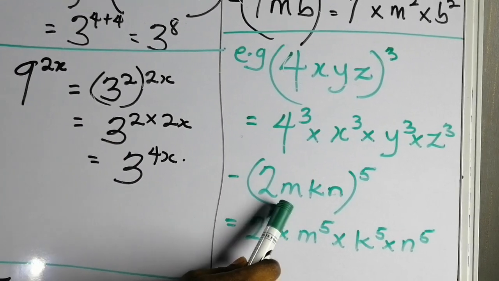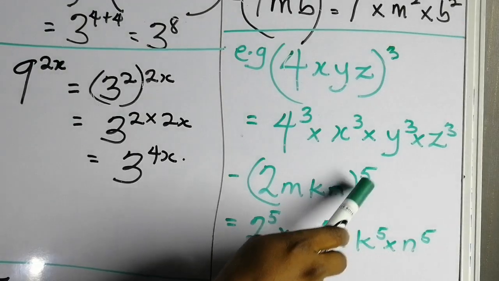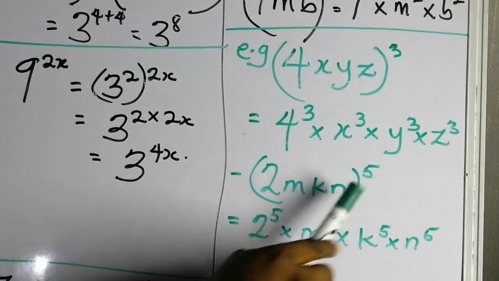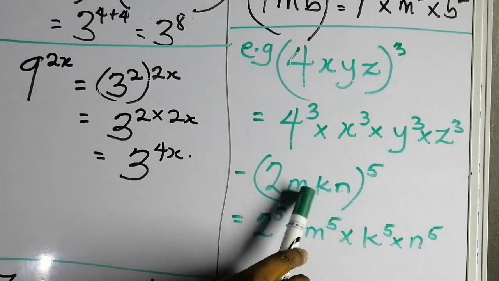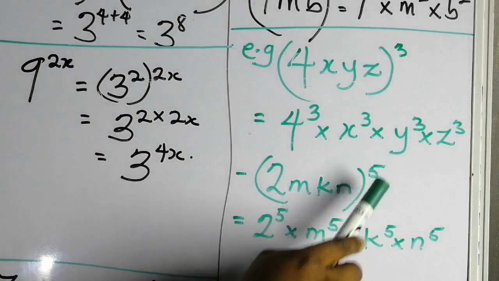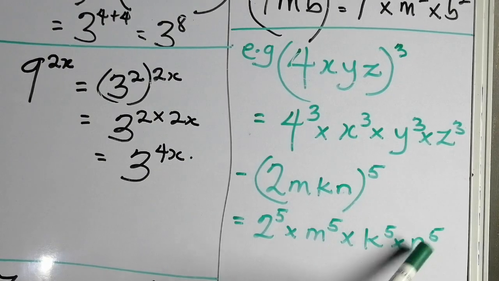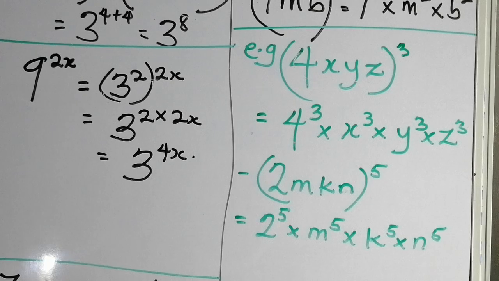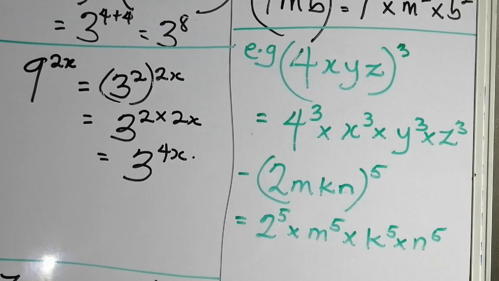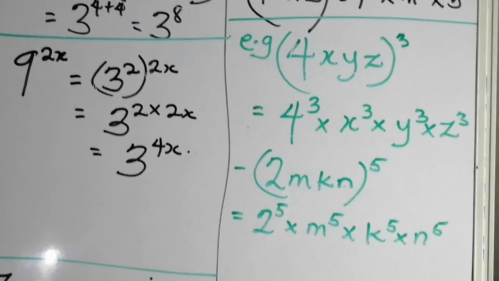The same thing applies here for 2mkn, all raised to power 5. You have 2 raised to power 5, m raised to power 5, k will also take its own raised to power 5, n will also take its own raised to power 5. So this is just to explain what we mean by product power law.